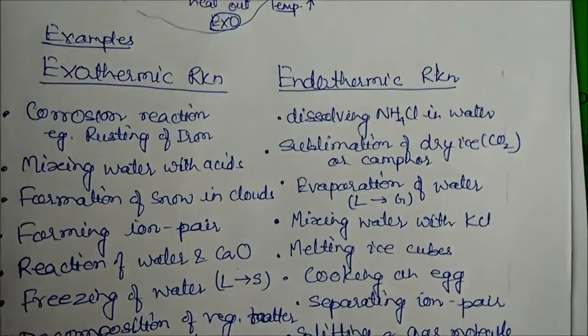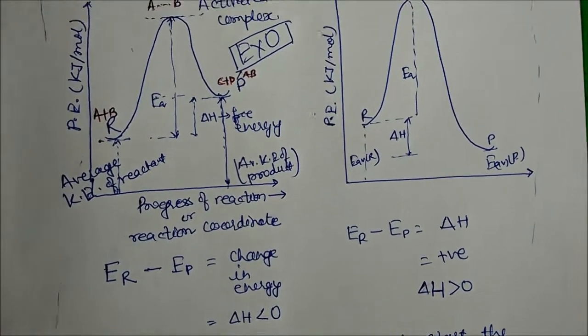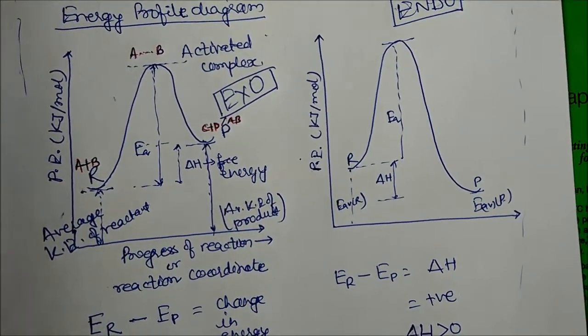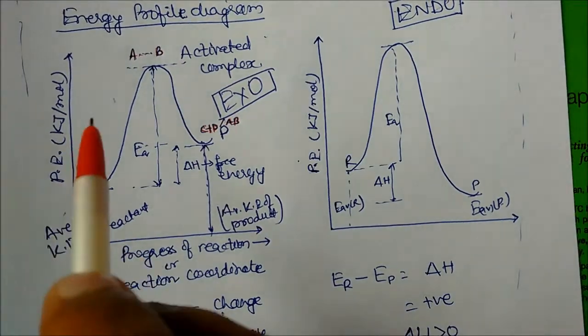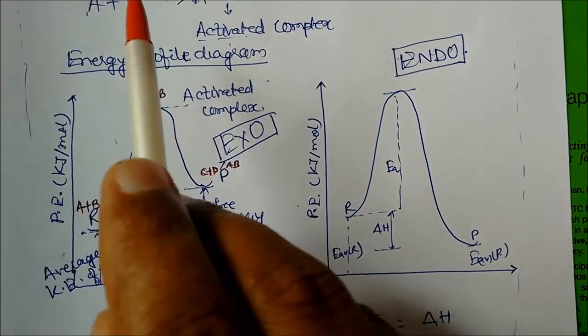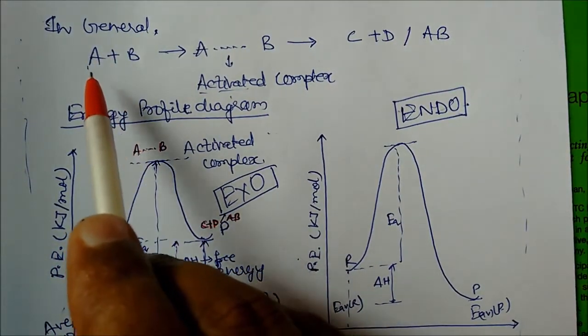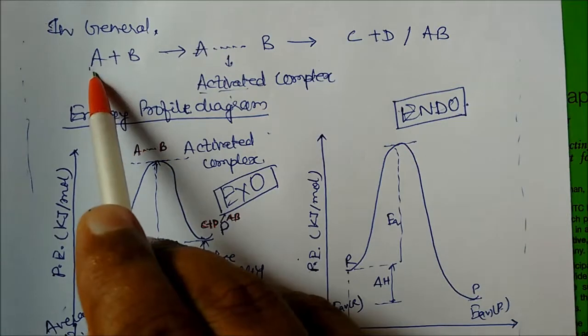Now we will see how this energy phenomenon takes place in exothermic and endothermic processes. With the help of an energy profile diagram, we can understand this. Let us take one example. We have two reactants, A and B.